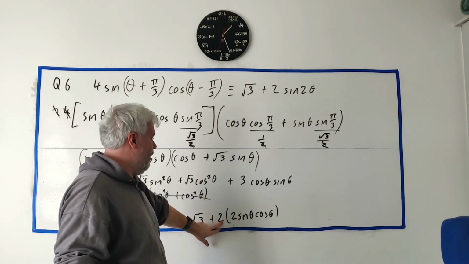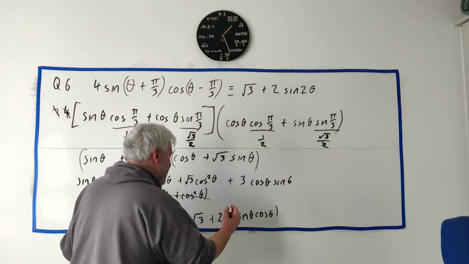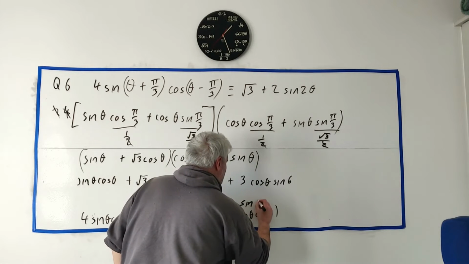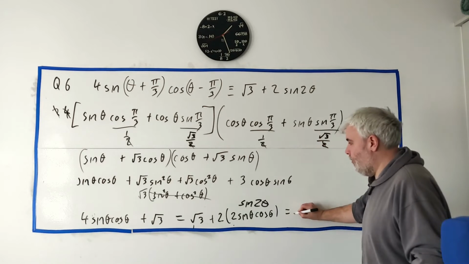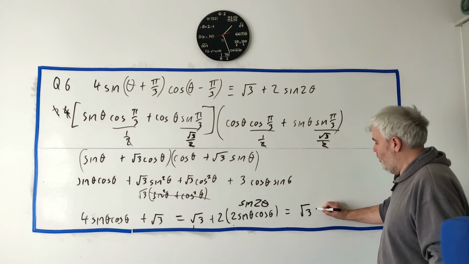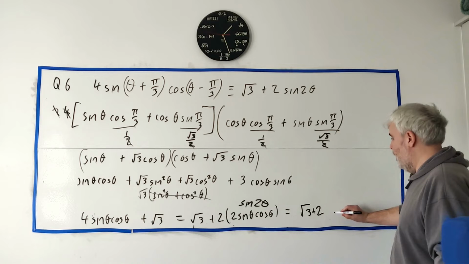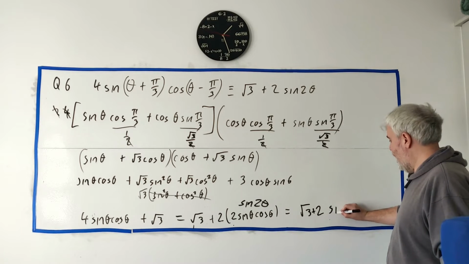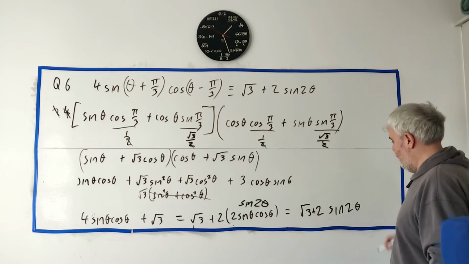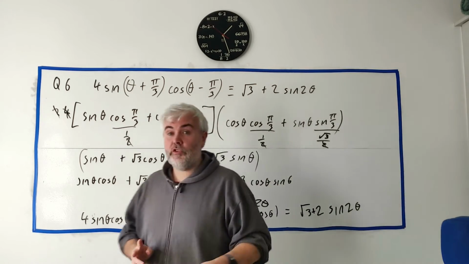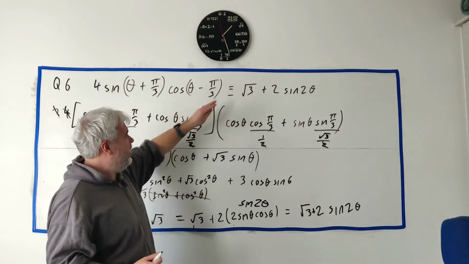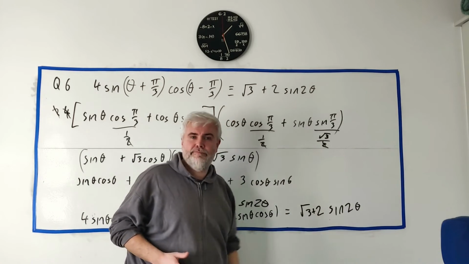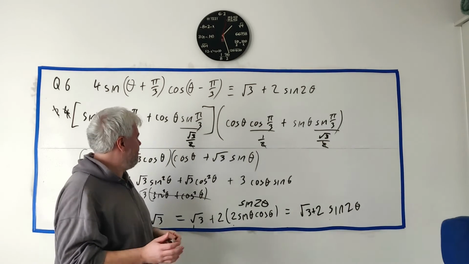And we have an extra 2 out here. So this bracket here is the same as sine 2 theta. So I'll just write this one more time: square root of 3 plus 2 times sine 2 theta. And you've shown that the right side, the left side, I started with the left and I've ended up with the right side. I hope that was clear.